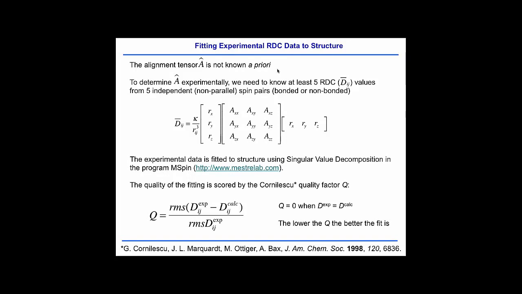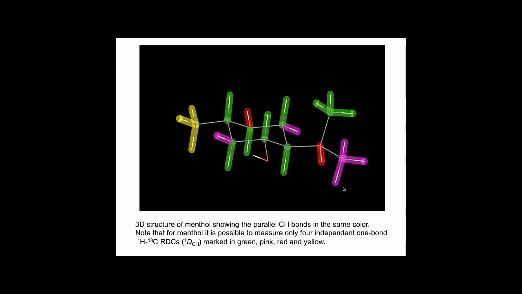In order to determine the alignment tensor experimentally, we need to know at least 5 RDCs. If you know 5 RDCs, you have to solve this equation of 5 unknowns, so you need 5 independent values. Then you fit this data, solving this equation by fitting using singular value decomposition in the program MSpin. The quality of the fit is given by a Q factor, and we will see that in the next slide. But before going to that slide, I want to show you this.